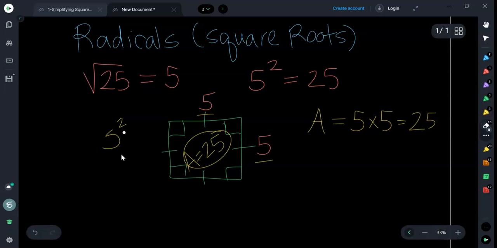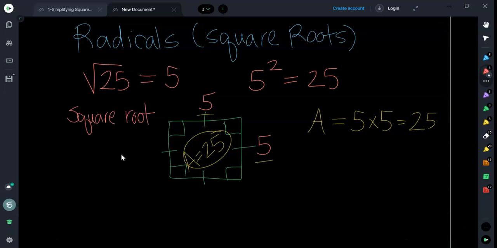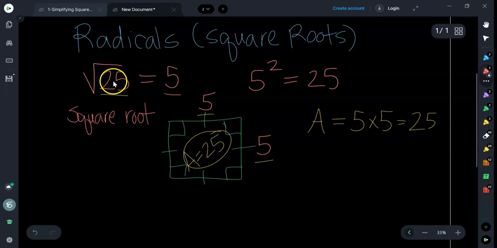So let's look at the terminology. First of all, square root. What a square root is actually asking is, if you have a square that has this as an area, how long are the sides? So if a square has an area of 25, what are the lengths of the sides? That's what a square root means.